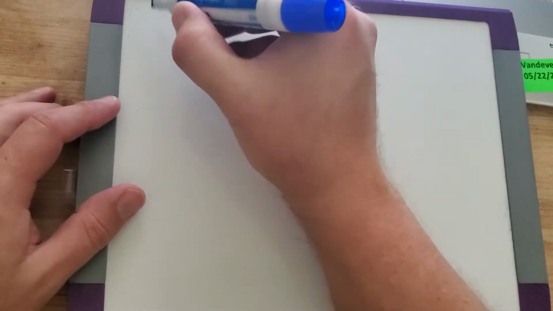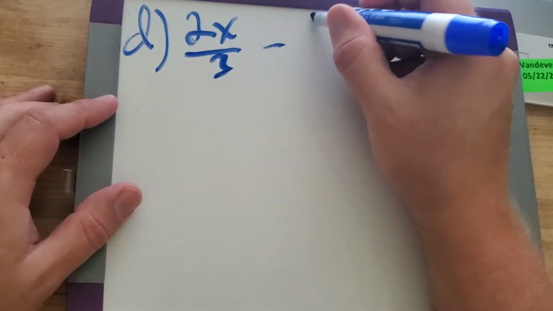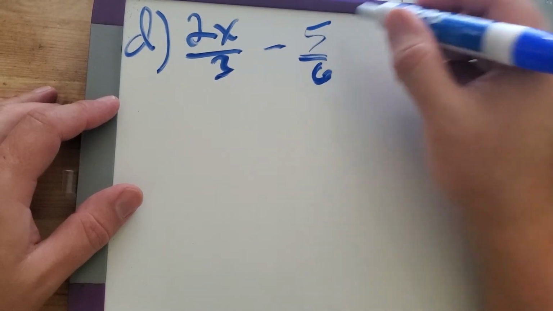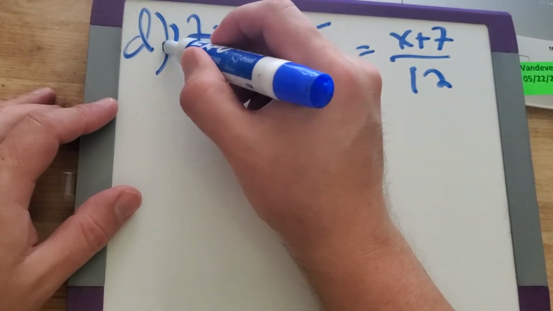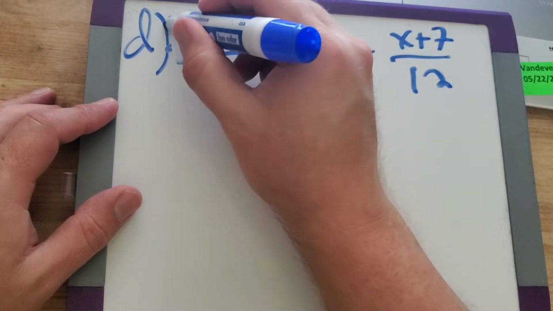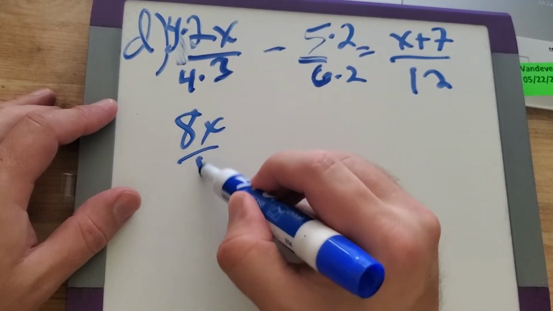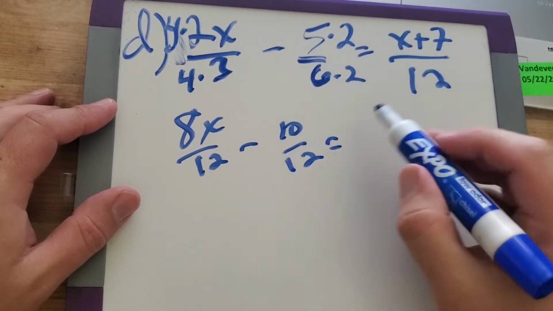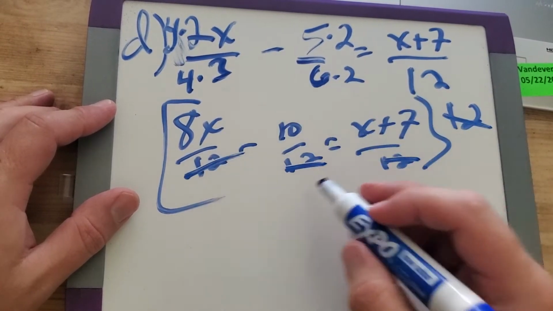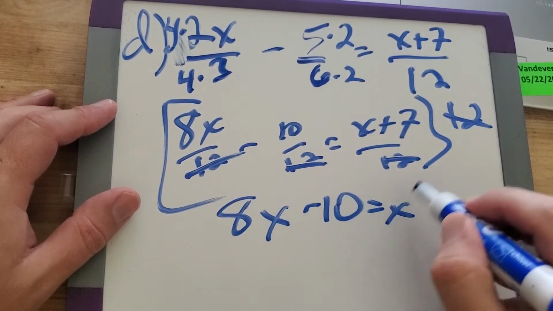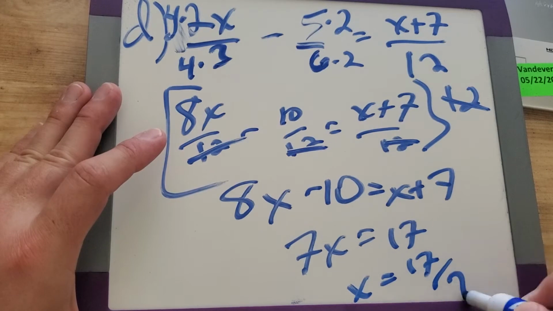But part D is an old version of the new, what do you call it? Rational expressions that we worked with. This one's kind of nice. It's easy to make everything 12. Just multiply this guy by 4, Jeff. You could do it, buddy. Don't just write what you see. Times 2. So then this becomes 8x over 12 minus 10 over 12 equals x plus 7 over 12. Then I can multiply by 12 and kill all the bottoms. So then I get 8x minus 10 equals x plus 7. Subtract x, add 10, divide by 7. That's what I get.